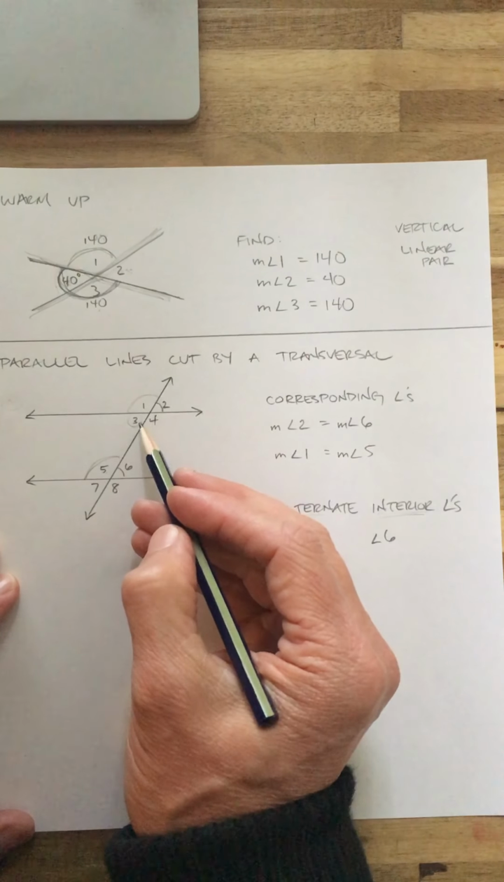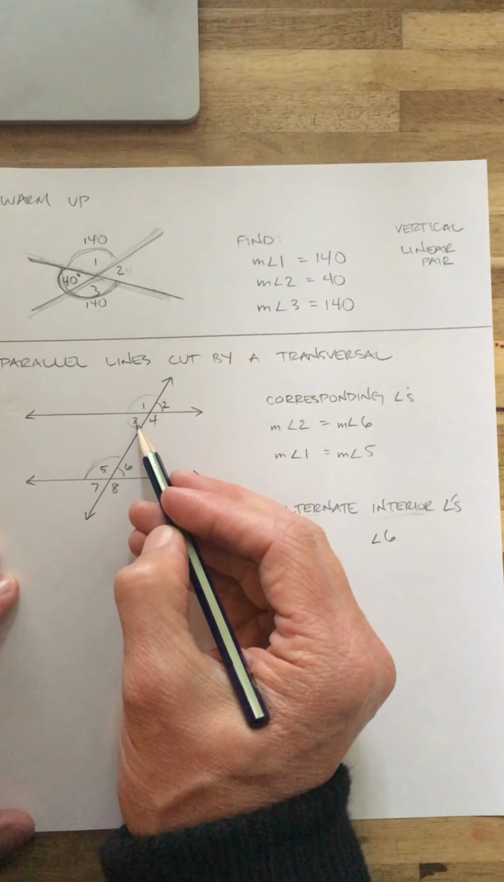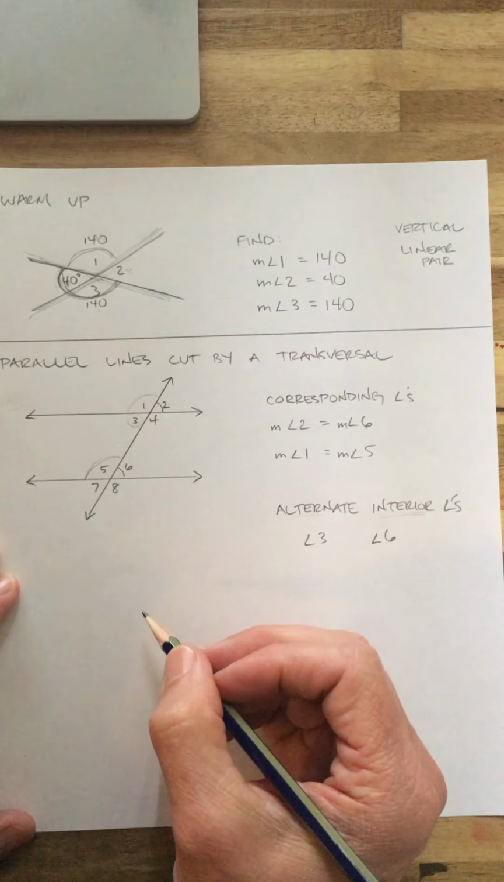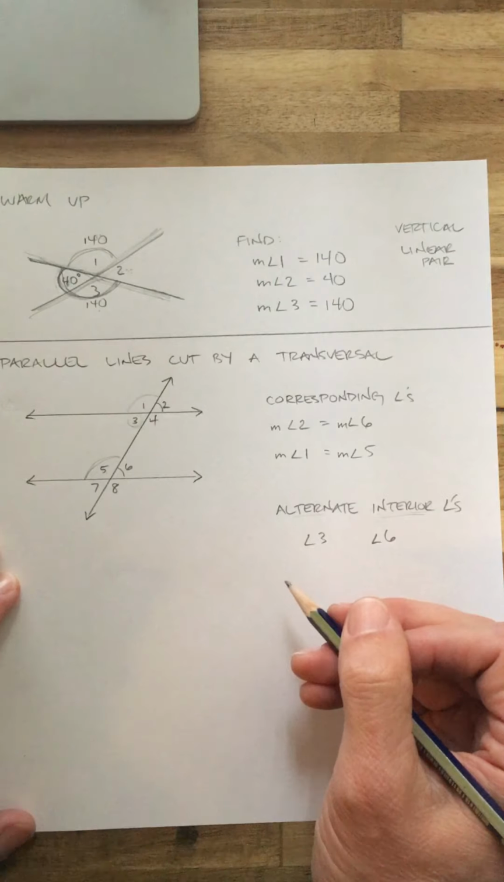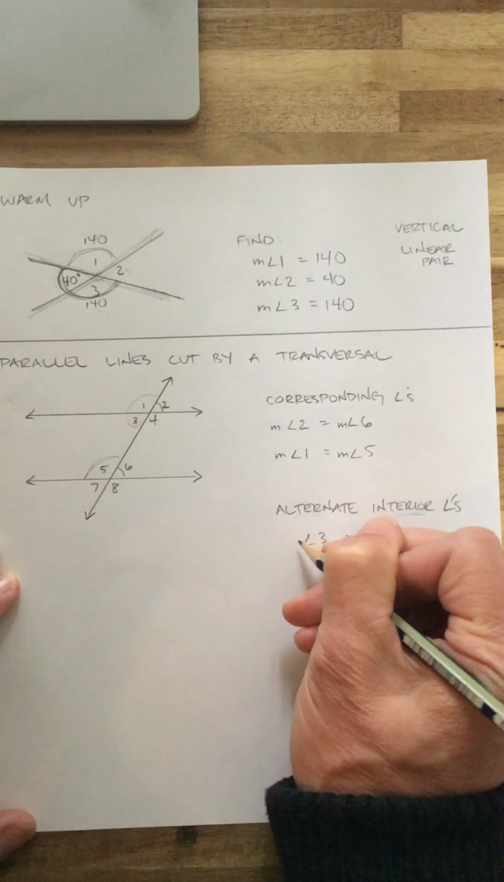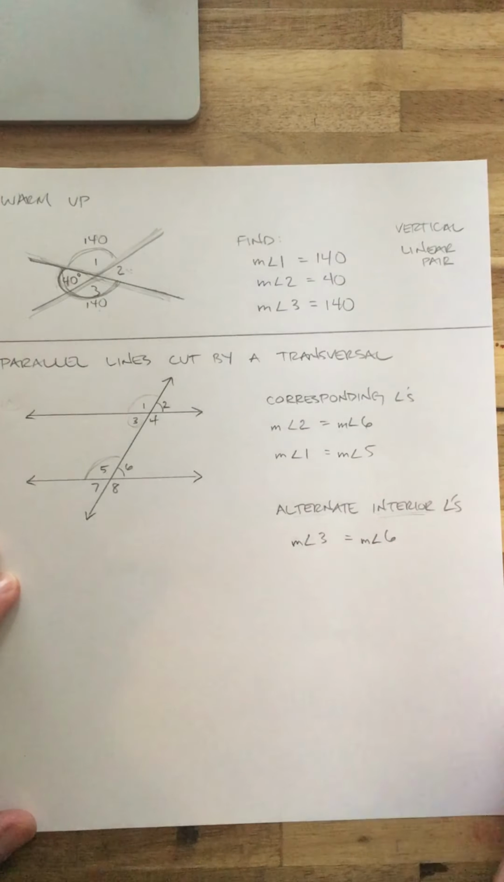But if you look, isn't 3 an acute angle? Isn't 6 also an acute angle? Remember, acute means less than 90 degrees. Okay, so they're going to be the same too. Their measures are going to be equal.